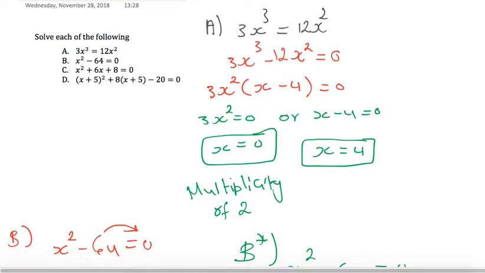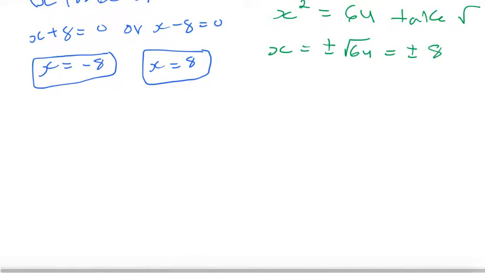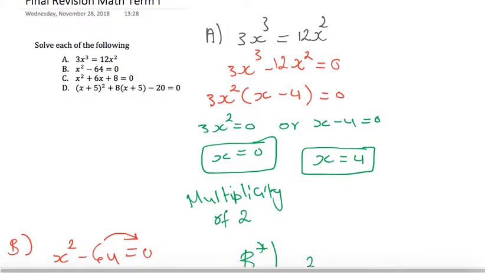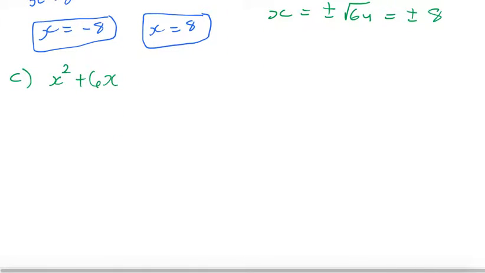Okay, question C, I have x^2 plus 6x plus 8 equals 0. So let's take a look at how to solve that one. First, when you take a look at this, one of the things that can come to your mind is using the quadratic formula, which will not be wrong. But also, let's just check normal factoring.